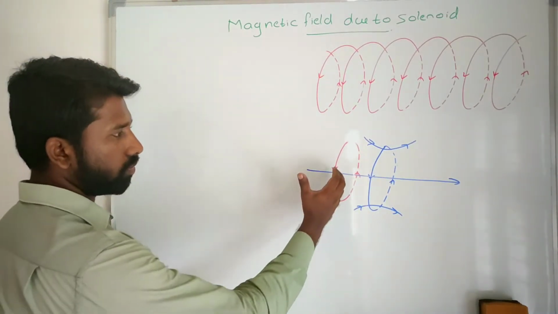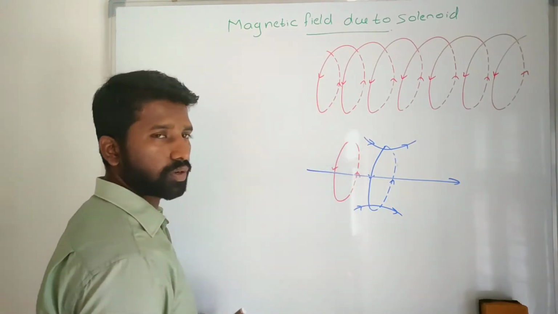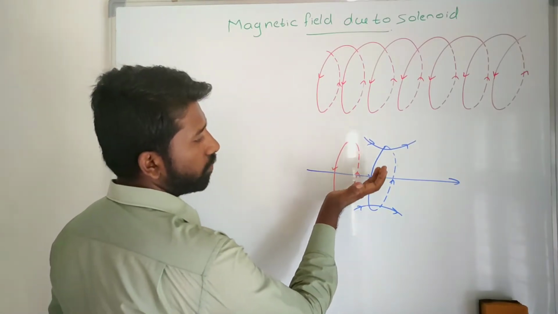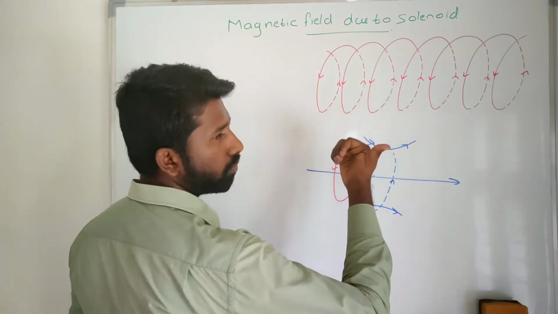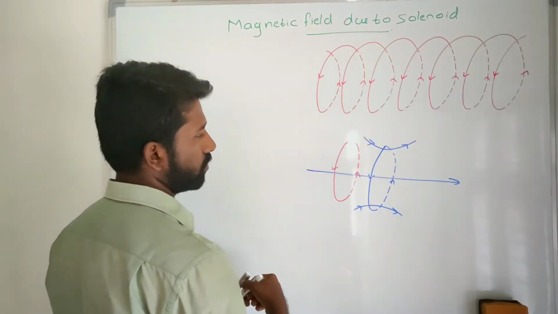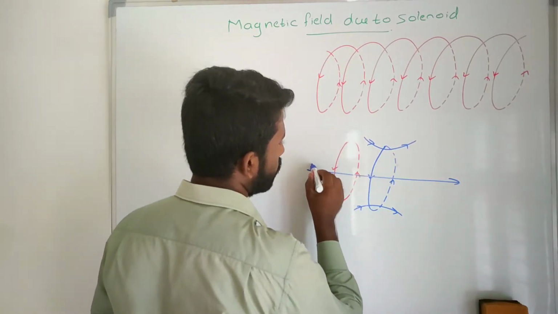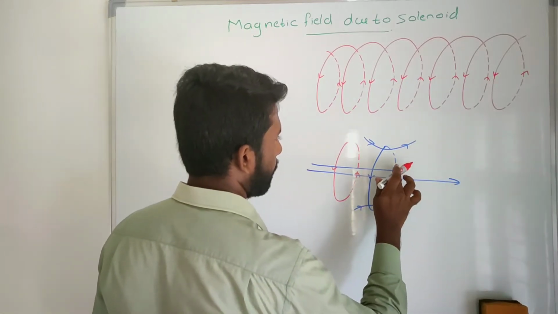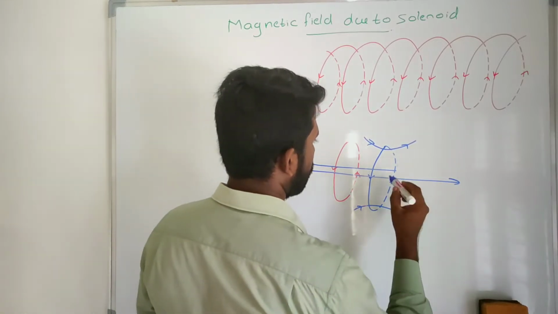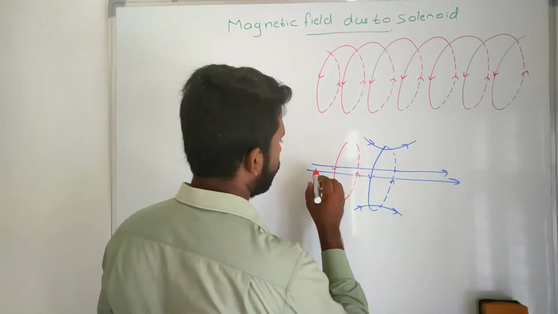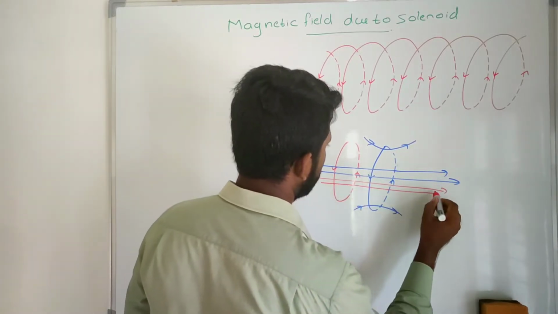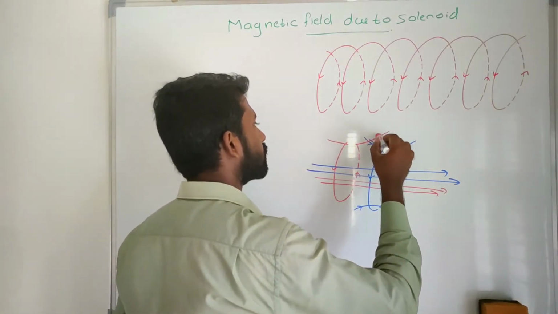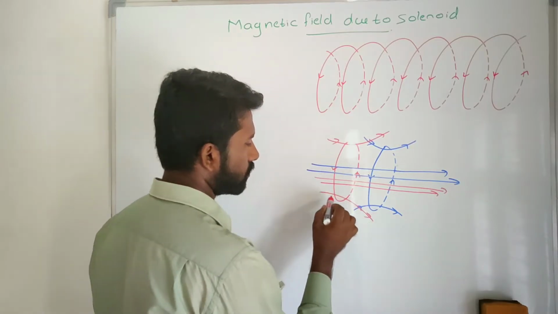Then what about this circular loop? This circular loop also will produce a magnetic field that we can find by the right hand palm rule. Curl your palm in the direction of current and the thumb will give the magnetic field. So we will get it in this direction. So this circular loop will produce a magnetic field in this direction, and here like this, here like this.